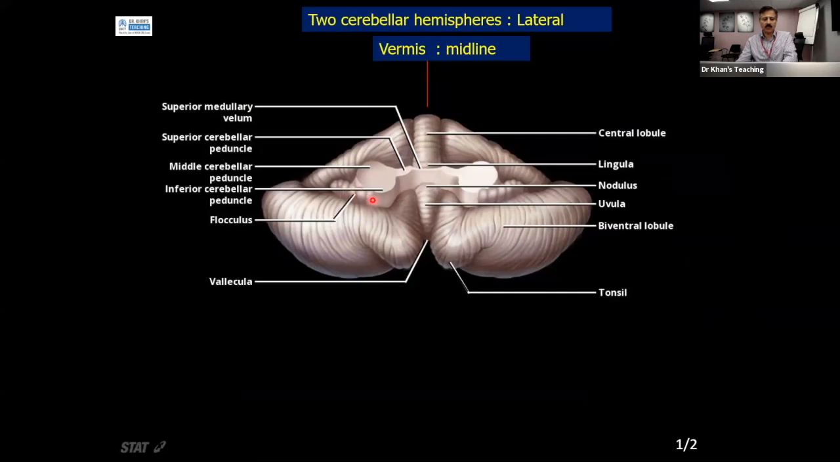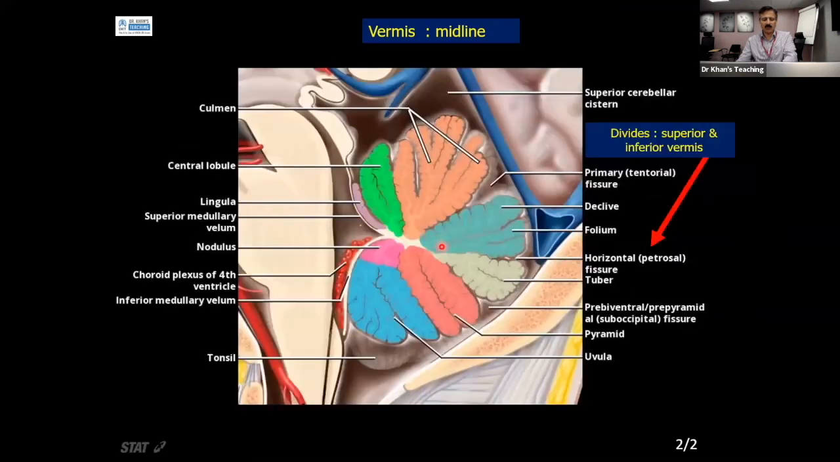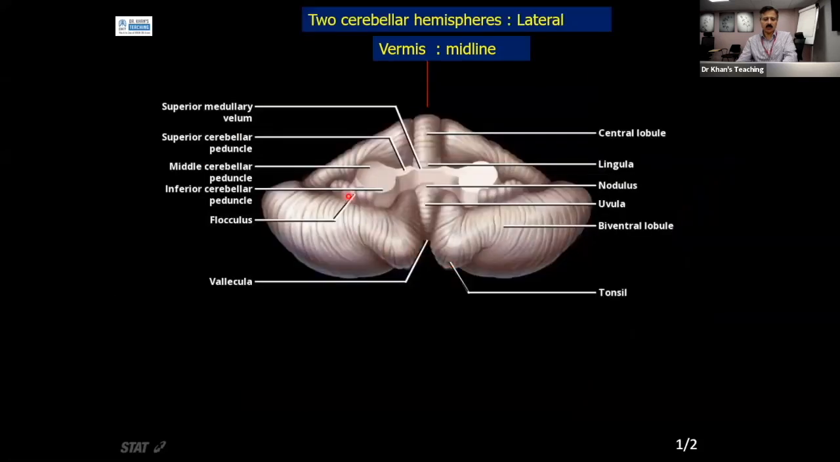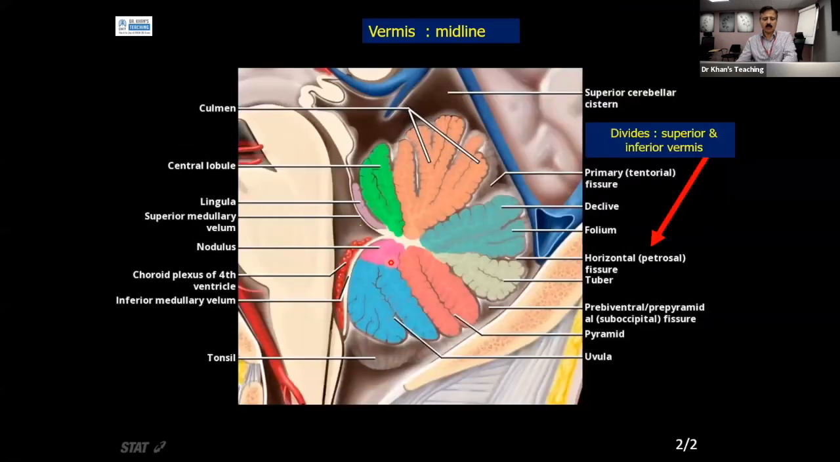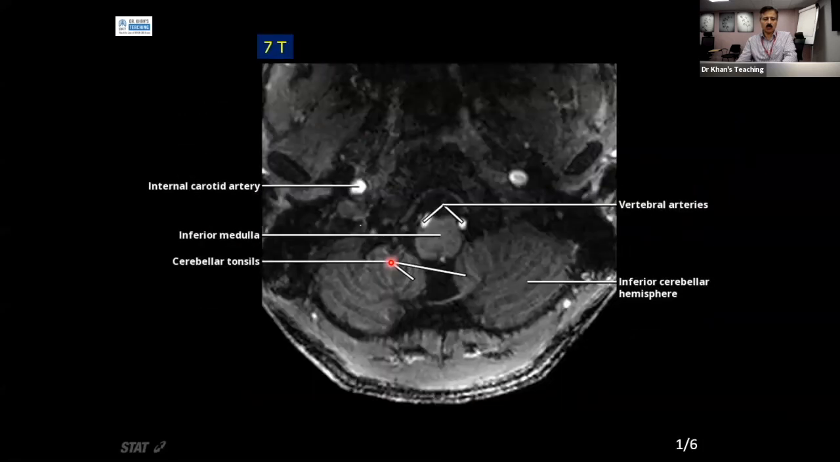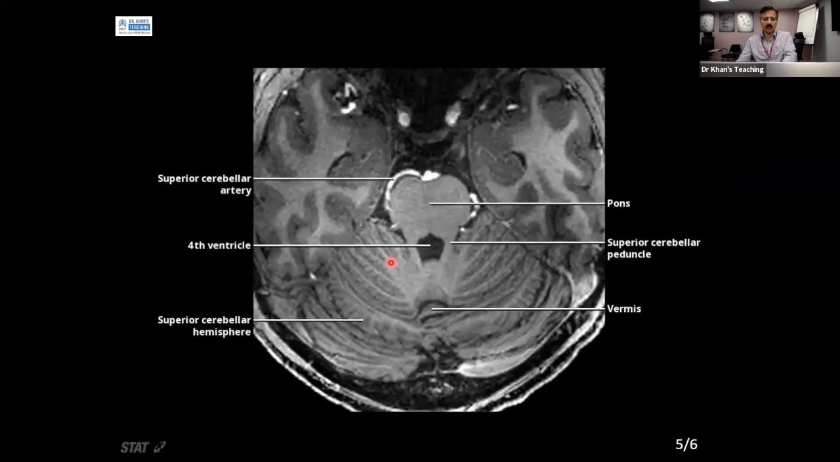And this, if you don't know this, this projects into the CP angle system, and you can confuse it with a mass. So you have to know this. Otherwise, all of these things, there is no need of remembering the names. Vermis, cerebral hemisphere, tonsil, these are the main things. If you want to remember something else, remember that this flocculus on a highly T2 weighted sequence can project into the CP angle system, and don't confuse it with a mass.